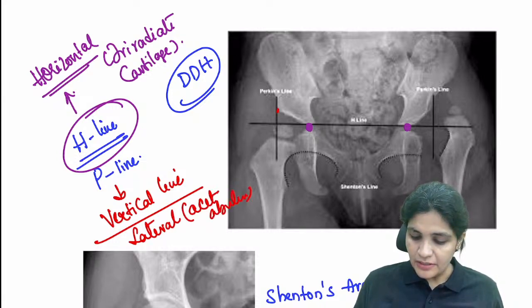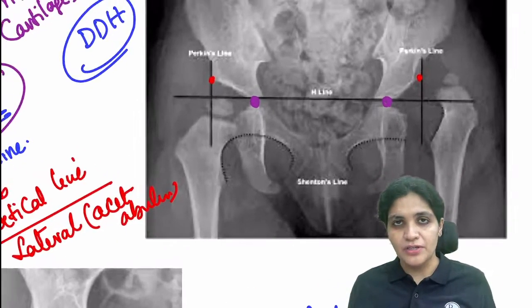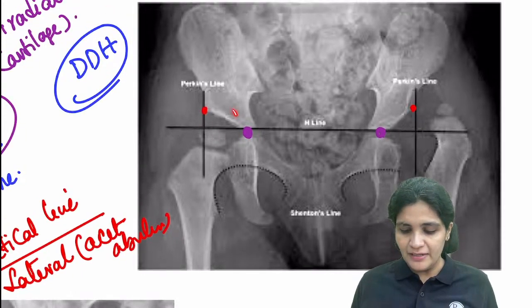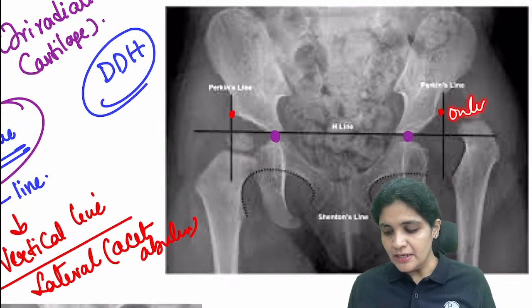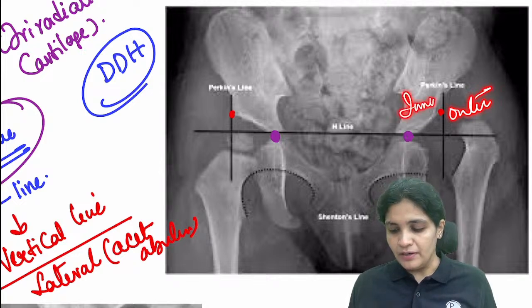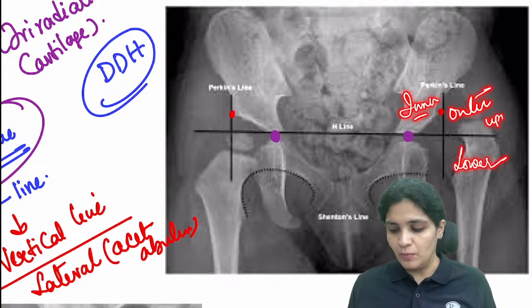Right, so this is your lateral border of the acetabulum. So draw a line along the lateral border of the acetabulum and one horizontal line towards your Perkins line, and now you divide this hip joint into 4 quadrants. So these are the outer quadrants, these are the inner quadrants, right? And these are the lower quadrants, and these are the upper quadrants, right?